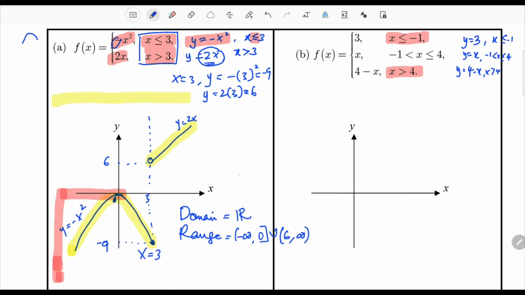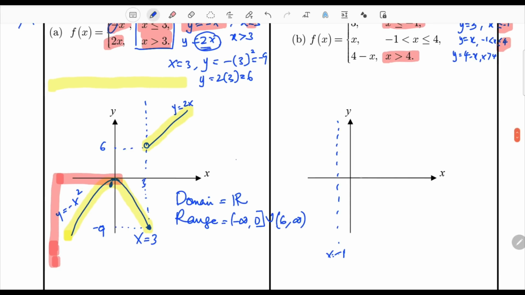So we need to look at the value of x when it is negative 1 and 4. Right, find your x equal to negative 1. So somewhere here. So x equal to negative 1.